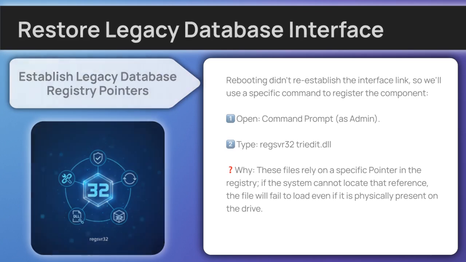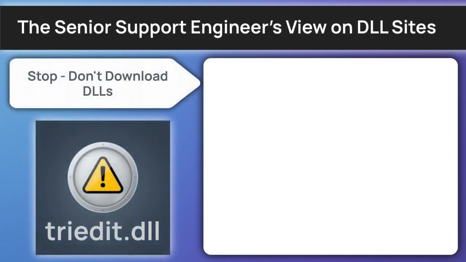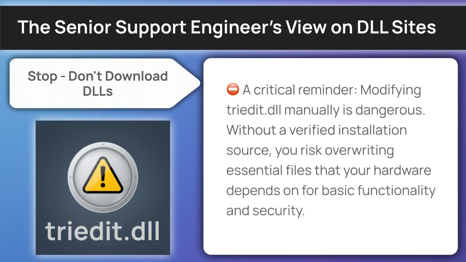To ensure long-term stability, we should review the safety risks associated with unverified file sources. I strongly advise you to prioritize system safety by avoiding manual swaps of Triedit library. Third-party DLL sites are a primary vector for hackers to inject ransomware directly into your operating system's core.